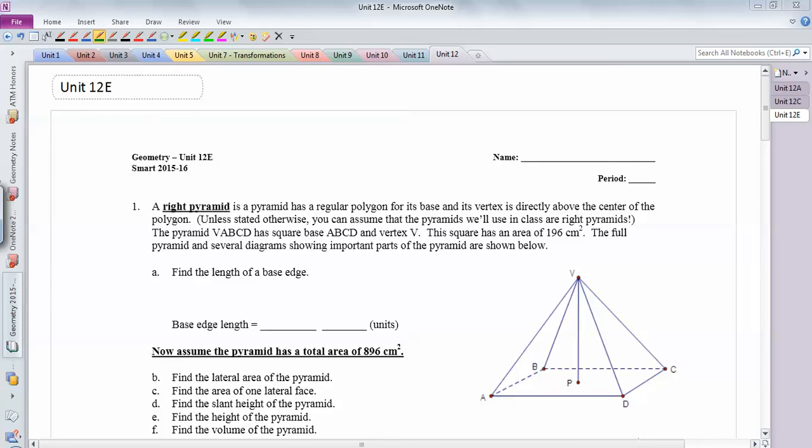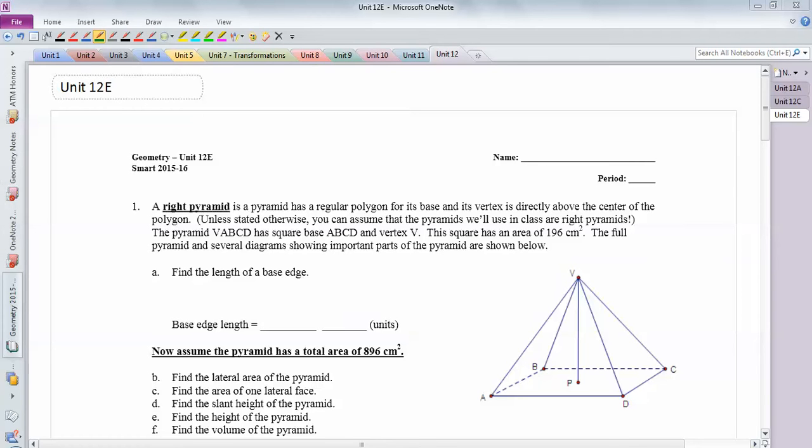Okay, so this video is the 12E handout, where the first problem deals with a new shape for us, pyramids. First, a right pyramid is a pyramid where the height forms a right angle with the ground. And you have to have a regular shape for the ground, like a square or an equilateral triangle or any regular polygon.